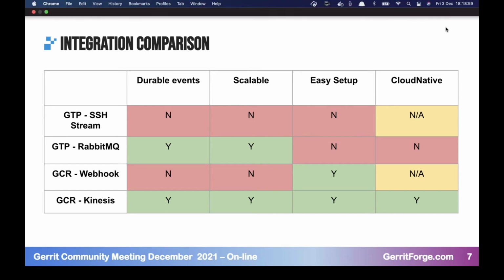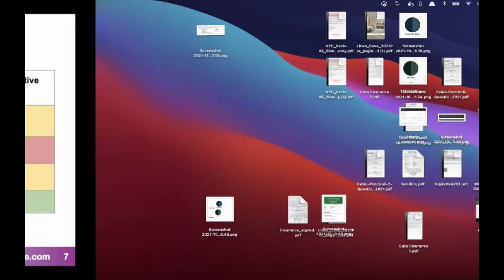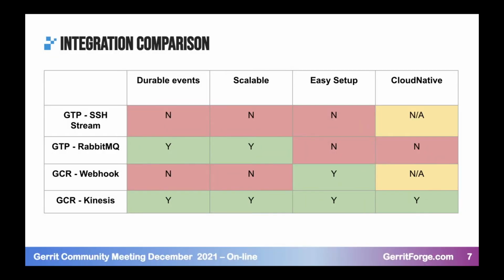The parameters which I selected to inspect are, first, the durability of the events. Can we keep our events even if Jenkins is down, and even if Gerrit is down, and replay those events later on? That's the meaning of durability. And then the scalability: what happens if I spin up more Jenkins workers and I want to consume stream events more intensively, will my system be able to cope with it?